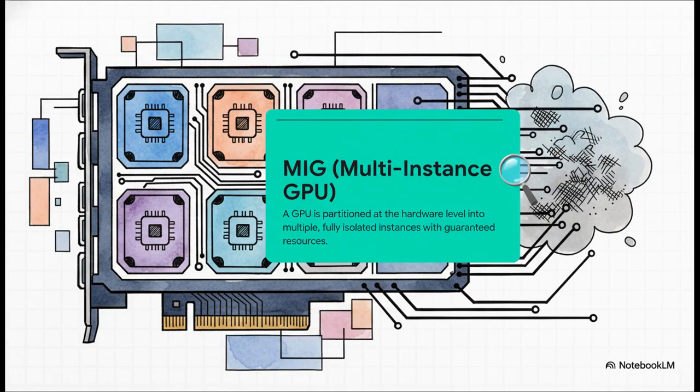And finally, we have MIG, which stands for Multi-Instance GPU. Now, this approach is a completely different animal. It physically chops up a single GPU into multiple, fully isolated mini GPUs right there on the hardware itself. Each little instance gets its own guaranteed resources, which totally gets rid of that noisy neighbor problem.